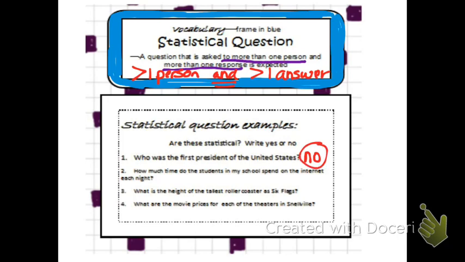All right, number 2. How much time do the students in my school spend on the internet each night? Are we asking more than one person? Yes, because we're asking the students in the school. Remember, we have to answer yes to both of those questions. Do we expect more than one answer? Yes, because does everyone spend a different amount of time? Yes. So this is a statistical question.